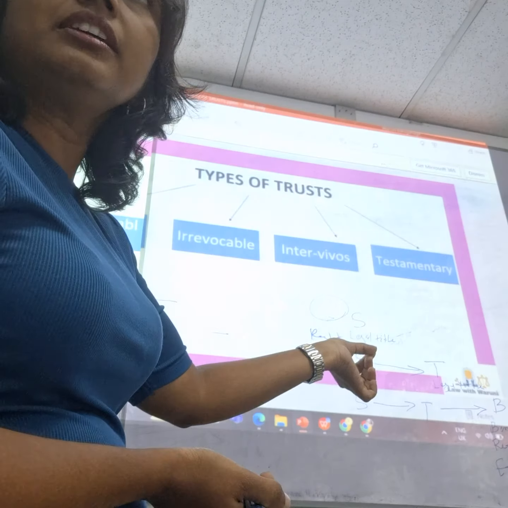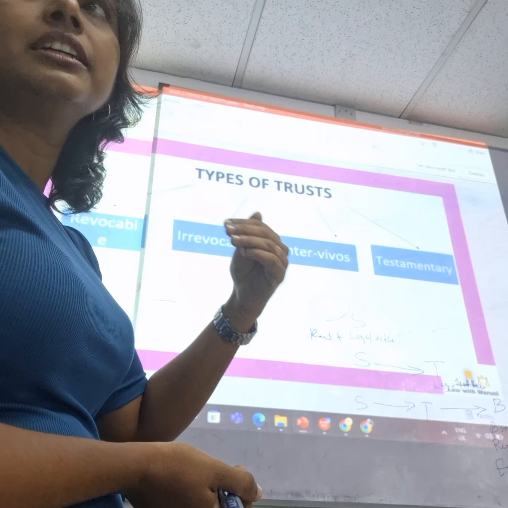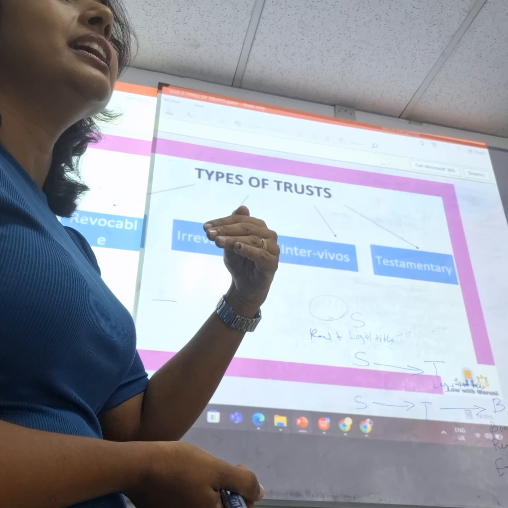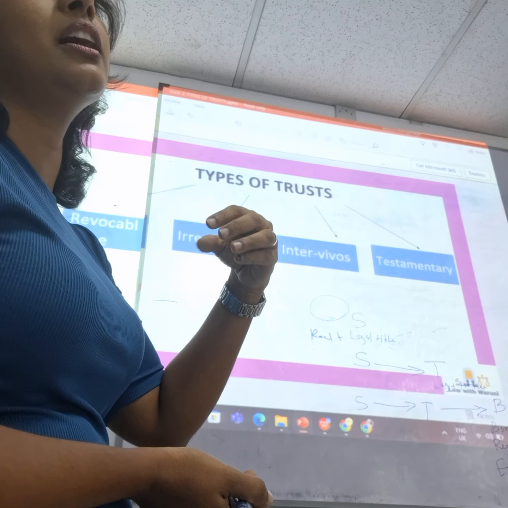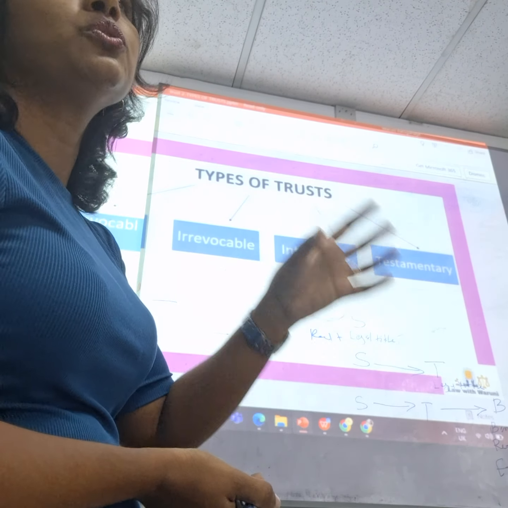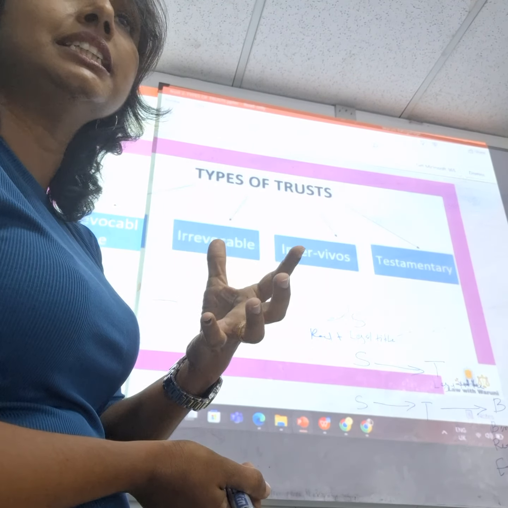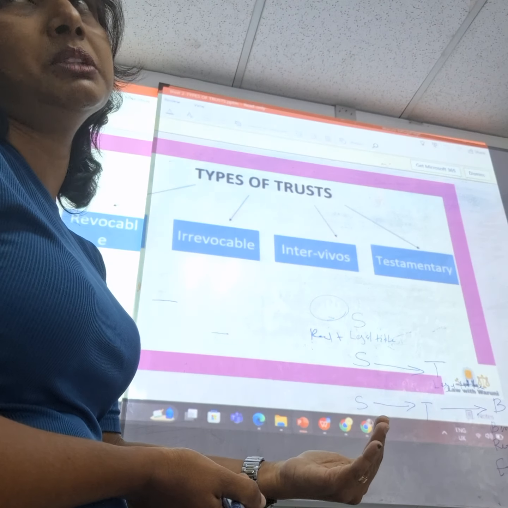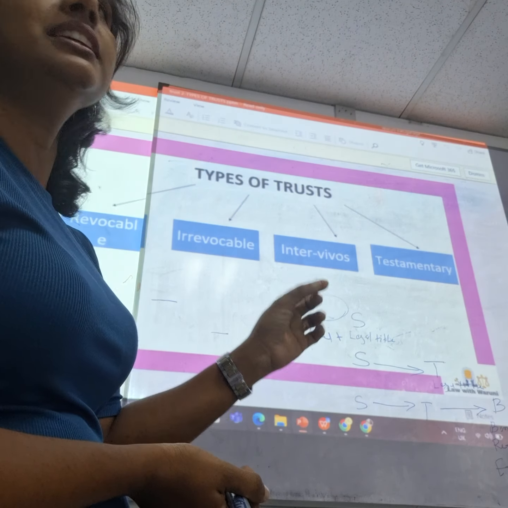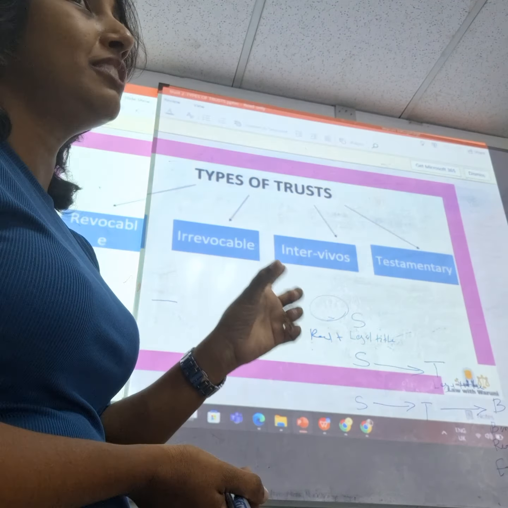Then testamentary trust means a trust created from his last will. So the trust will come into existence after the death of this person. At that moment, we are not using the word settlor for the creator.